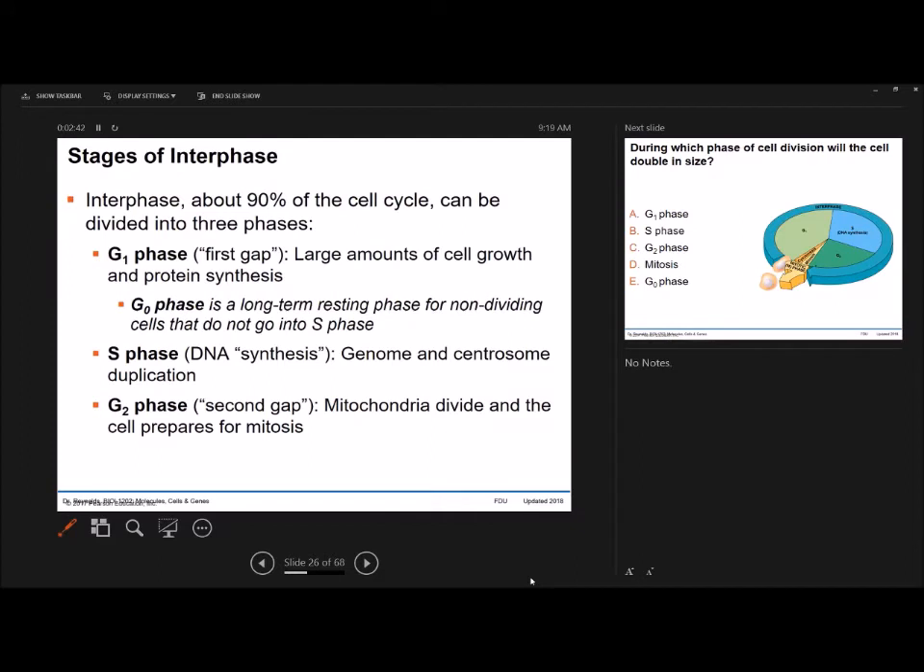So interphase, which is about 90% of the cell cycle, it can be divided into three major phases. The first is G1. G stands for gap, by the way. But it also is a phase in which the cell grows. The vast majority of cell growth actually occurs in G1.